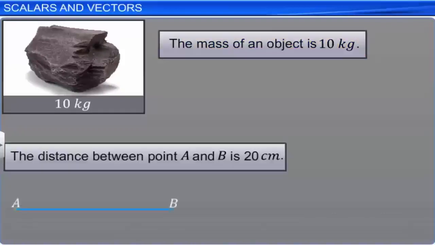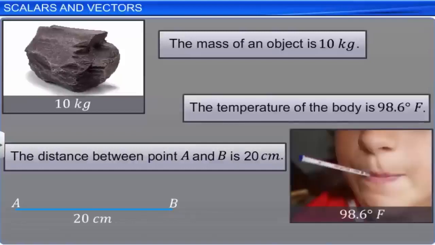Likewise, the temperature of a body and the time at which an event takes place are described completely by a number along with corresponding units. A number along with a unit that represents the measure of a physical quantity is called its magnitude. Thus, mass, distance, and temperature are scalars. As with numbers in elementary mathematics, scalars can be added, subtracted, multiplied, and divided.